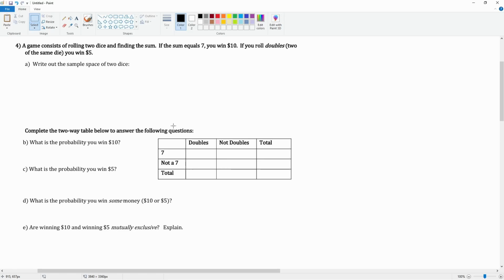All right, here we have number 4. A game consists of rolling 2 dice. Find the sum. If the sum equals 7, you win $10. If you roll a double, which is 1, 1, 2, 2, 3, 3, 4, 4, 5, 5, 6, 6, you win $5. Here we're going to create a sample space.